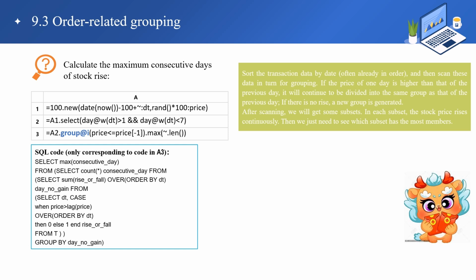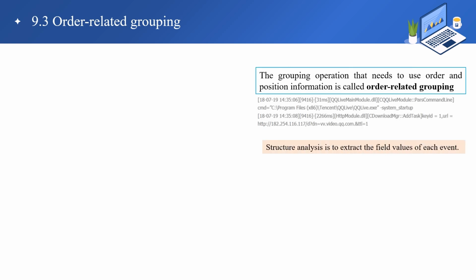You can feel the difference. The grouping operation that needs to use order and position information is called order-related grouping. Order-related grouping is very useful in parsing text.